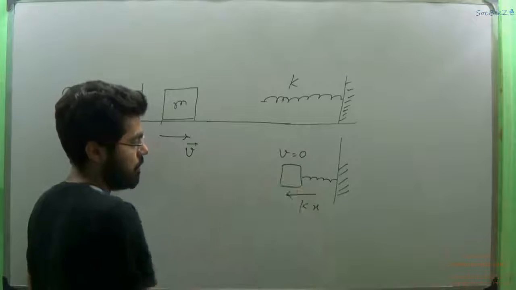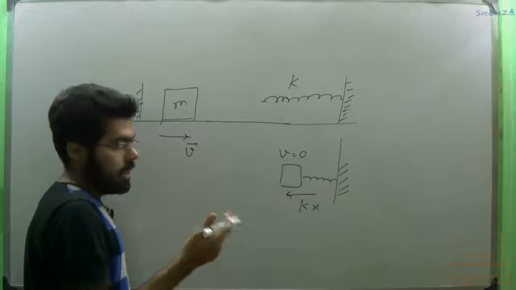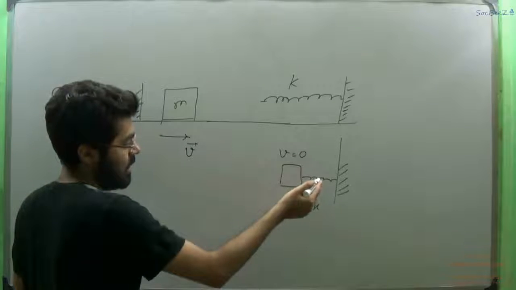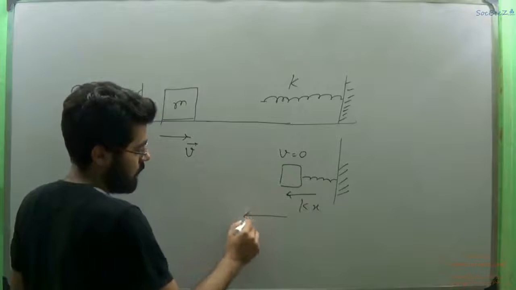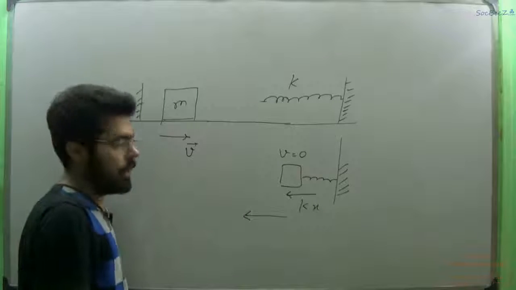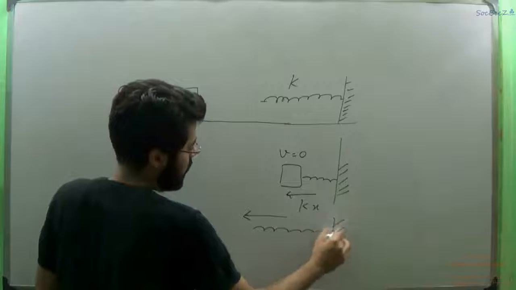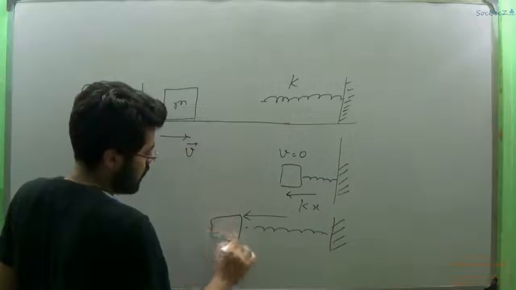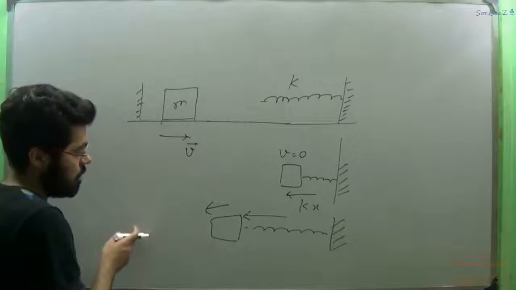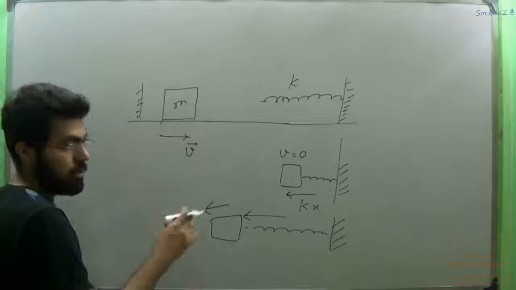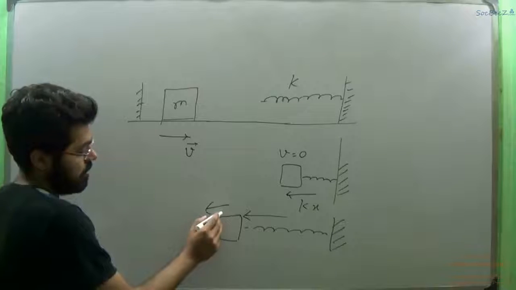Its speed becomes 0. Now as its speed became 0, what will happen the next moment? The next moment, because of the spring force, this block will start moving in this direction. And it will keep on moving until the spring attains its natural length and the block just moves away. And once the block starts moving away in this direction, there is nothing to oppose it. So what will be its velocity here?